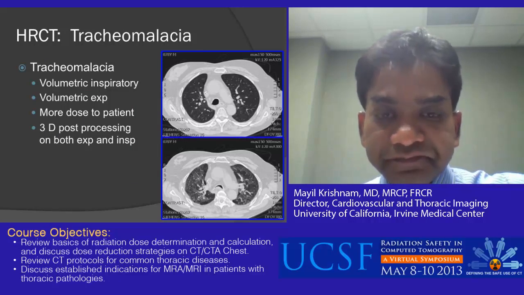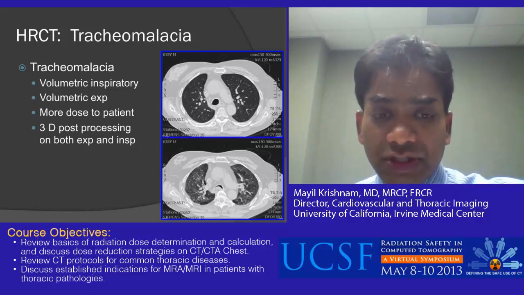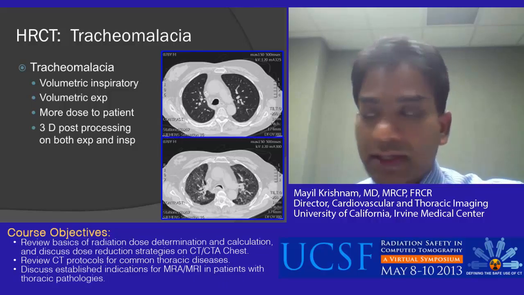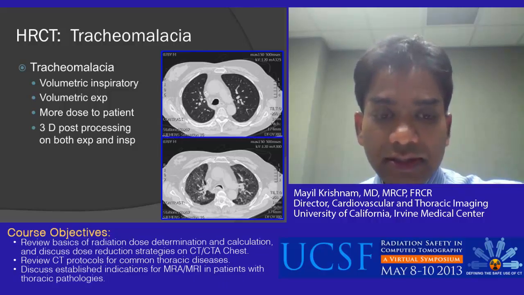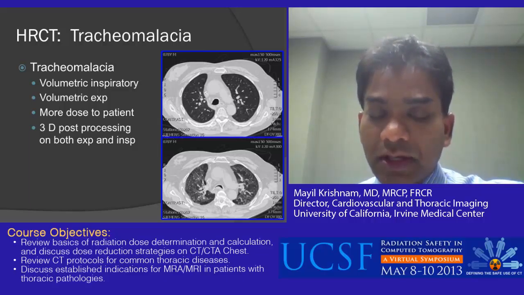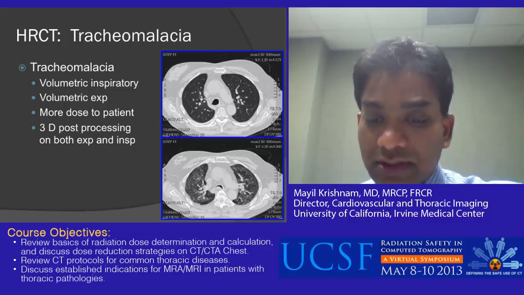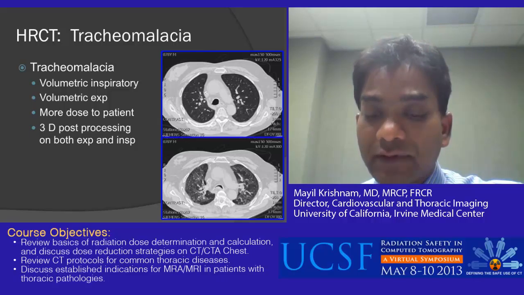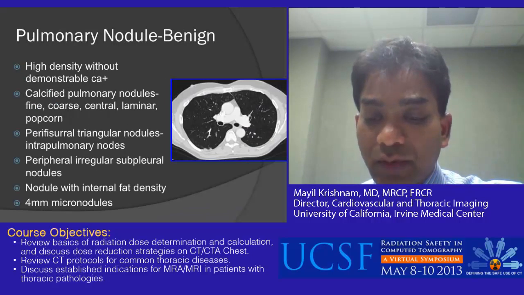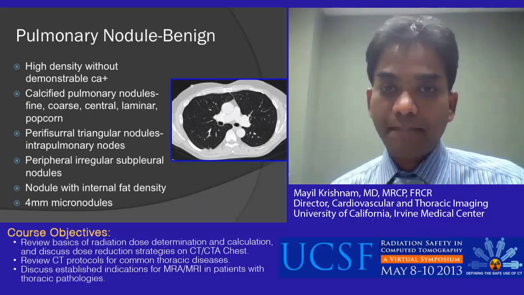Next slide. For tracheomalacia, we need volumetric inspiratory and expiratory scans. It may result in more dose, but one cannot miss tracheomalacia. Images on the right. The top one is an inspiratory scan, where the membrane is okay, whereas the bottom one is a volumetric expiratory scan showing excessive collapse of the membrane with air trapping.